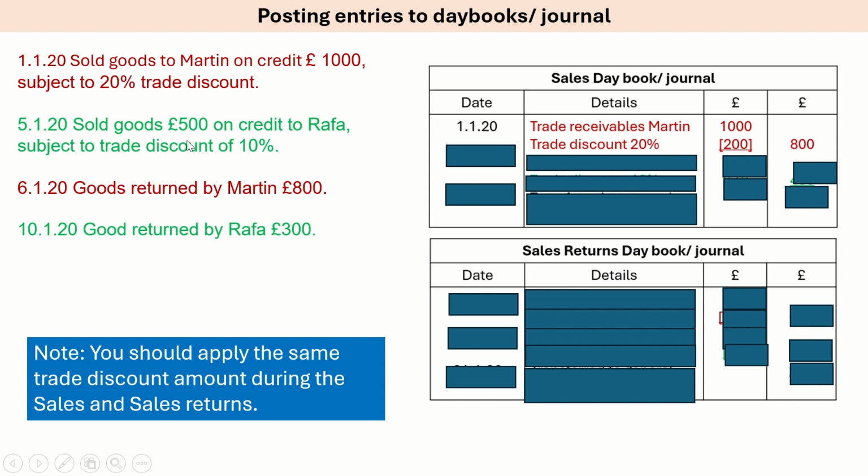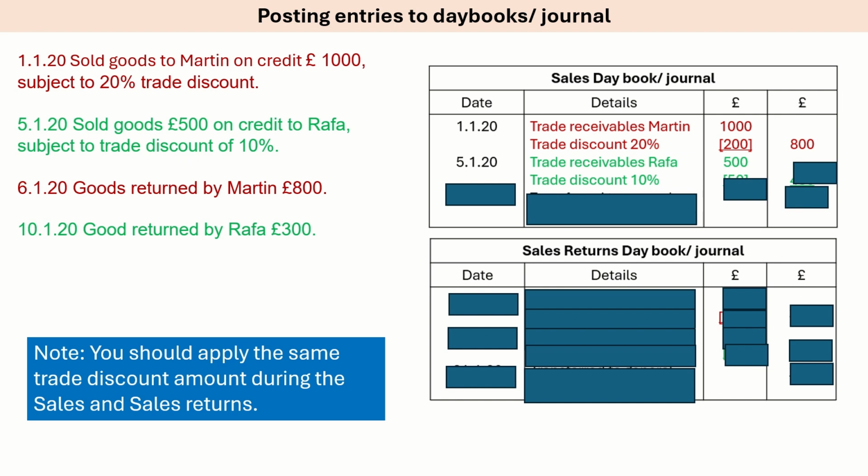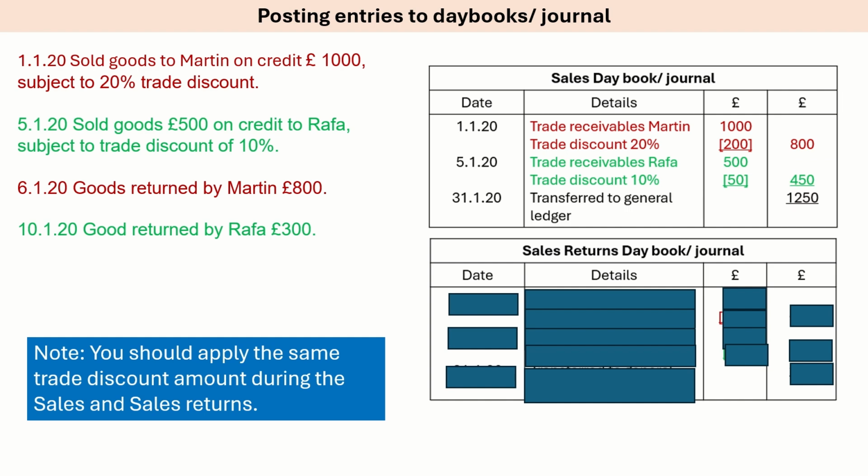5th, sold goods 500 on credit to Rafa, subject to trade discount of 10%. Enter the date, trade receivables Rafa, amount 500, trade discount 10%. So 10% of 500 should be 50. Therefore, the net value 450. Now, end of the month, 31st Jan 20, balance of the sales day book or journal, transfer to general ledger, total up the amount 800 plus 450, which should give 1,250.